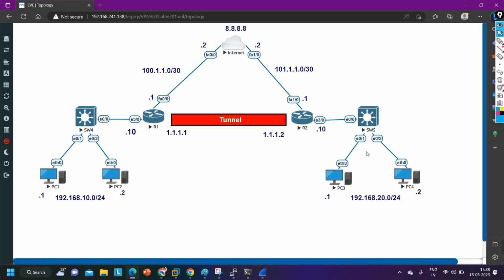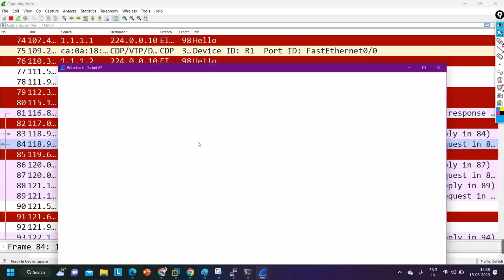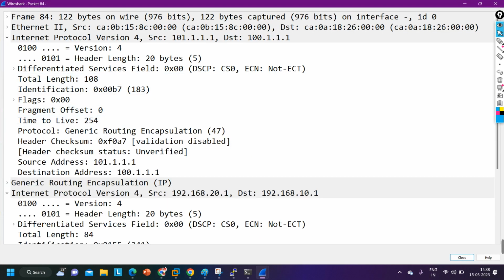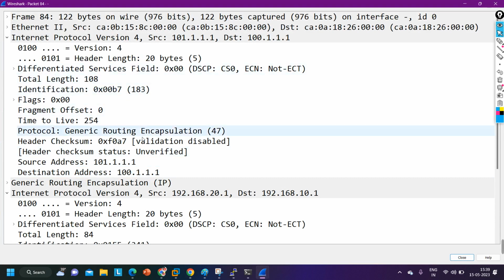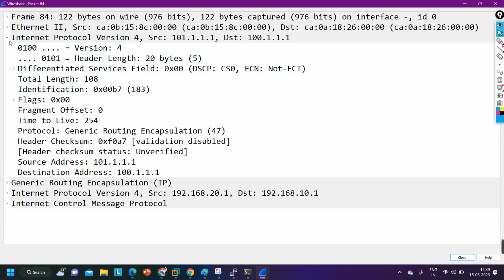Without the tunnel, we cannot communicate. With the tunnel only, we can communicate. But on the link you can see your traffic is in plain text. Yes or no? Traffic is still not secure. Anyone can read your data: source IP address, destination IP address. Everything is visible. So this is not encryption, correct?